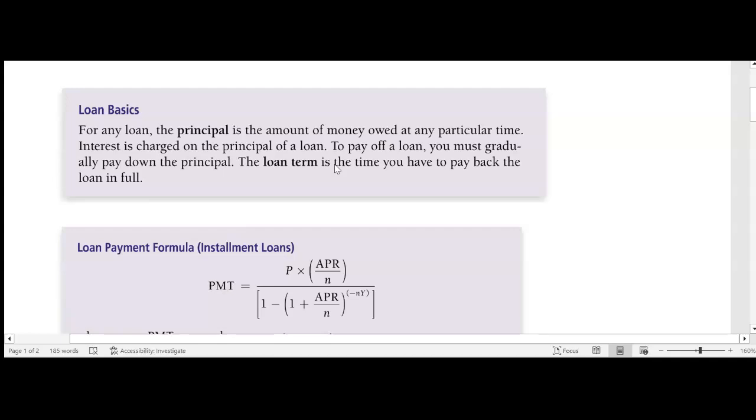If you take the next course, the MGF 1131, you will get into actually applying more of these formulas to different types of loans. But basically, for any loan, the principal is the amount of money owed at any particular time. Interest is charged on the principal of a loan. And to pay off a loan, you're going to have to gradually pay down that principal. The loan term is the time you have to pay back the loan in full.